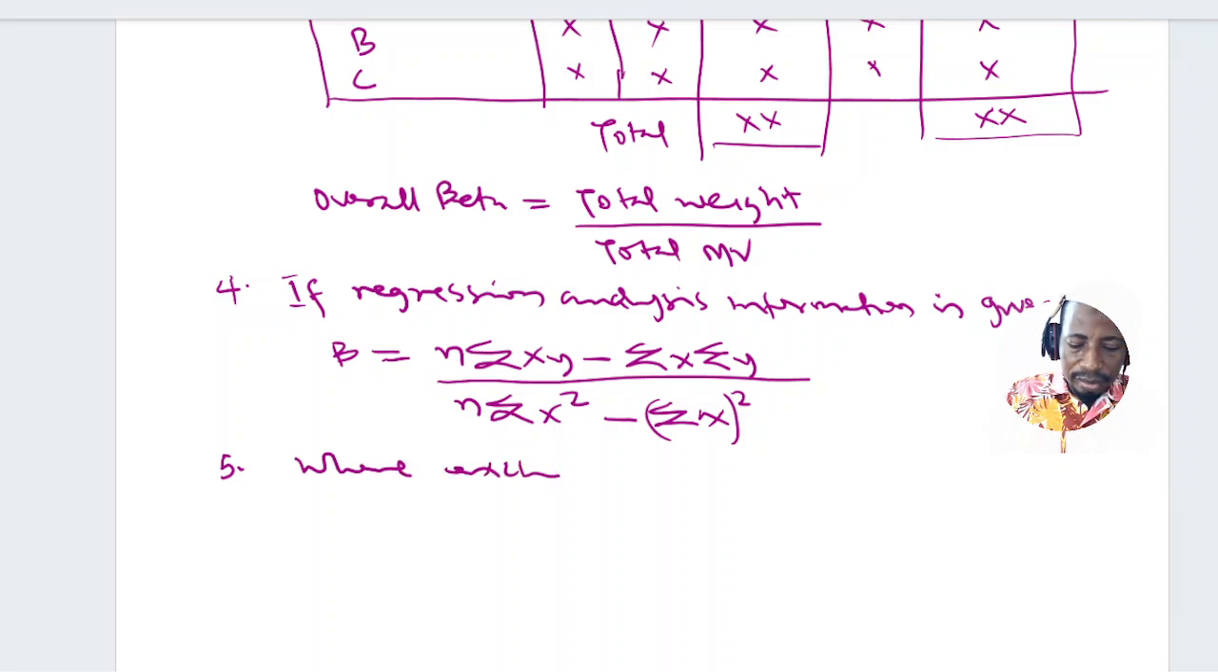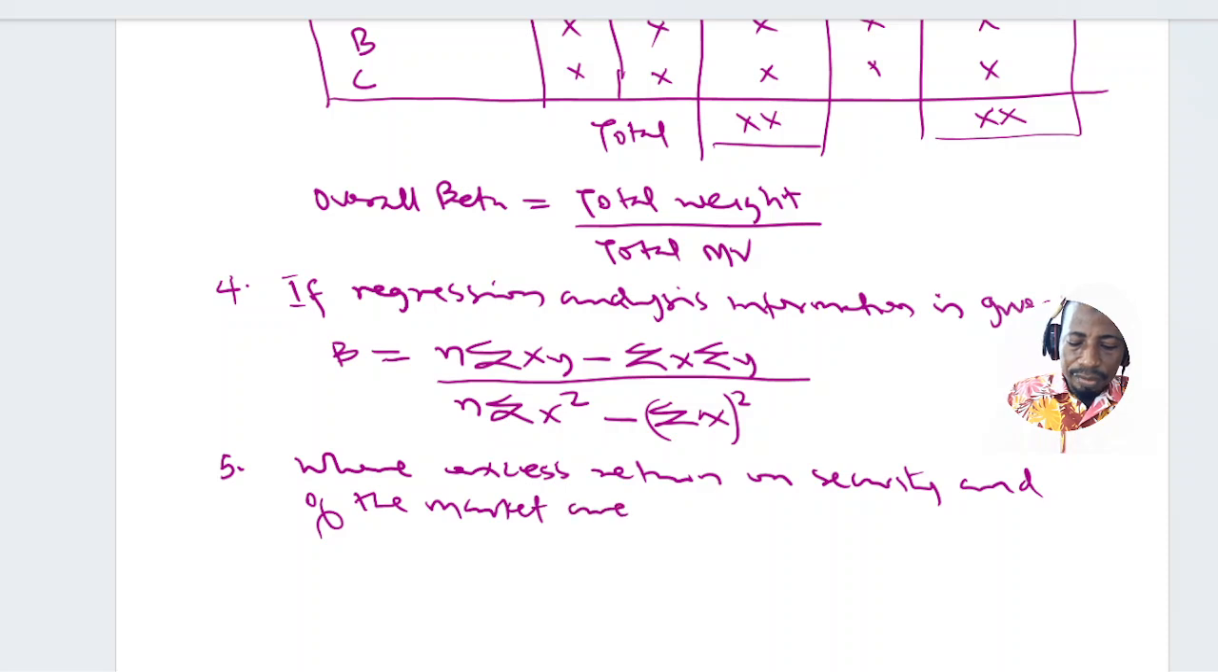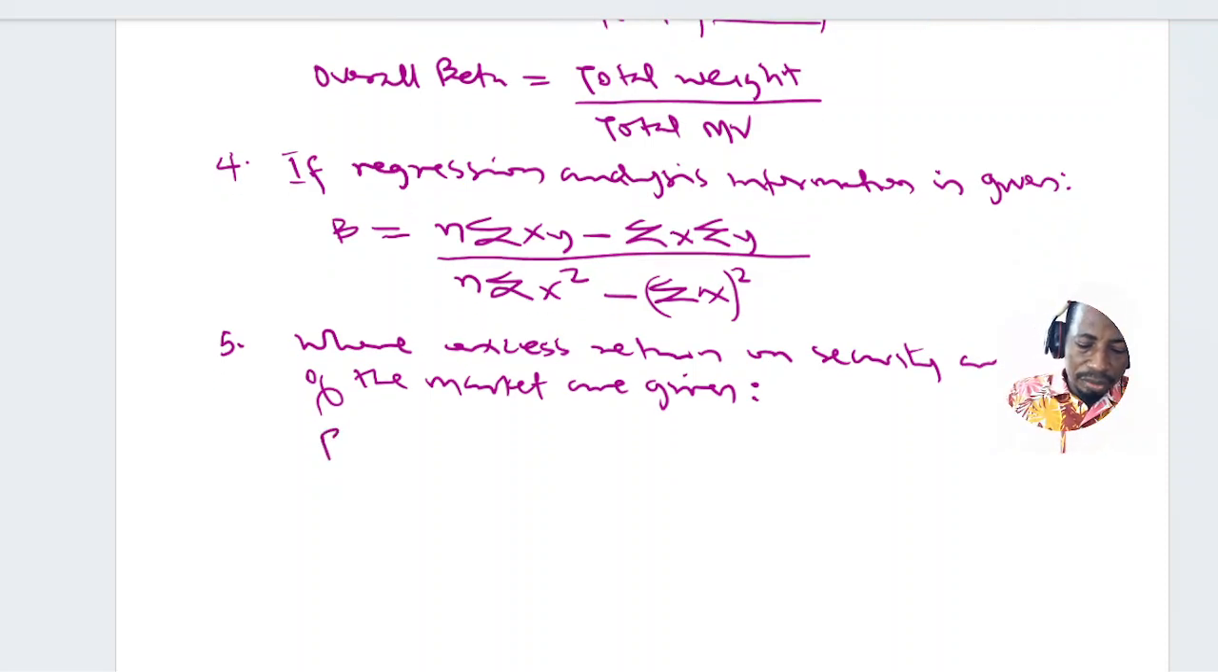Where excess return on security and of the markets are given, then in that case, beta value will be computed as the excess return on security, which is the expected return minus the risk-free rate of return, divided by excess return on the market, which is return of the market minus the risk-free rate of return.